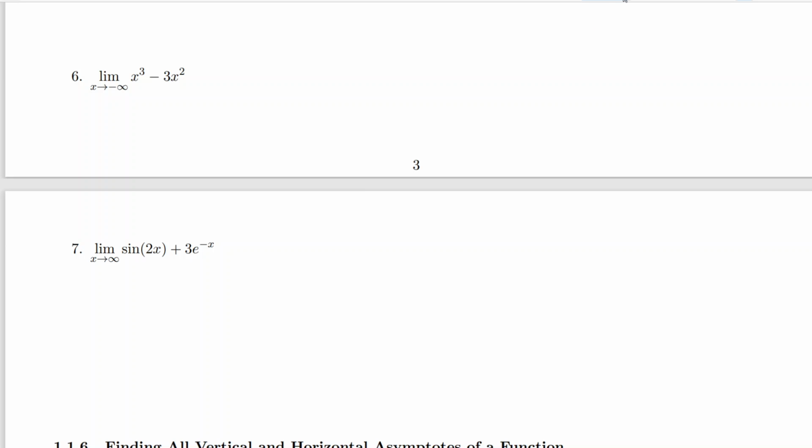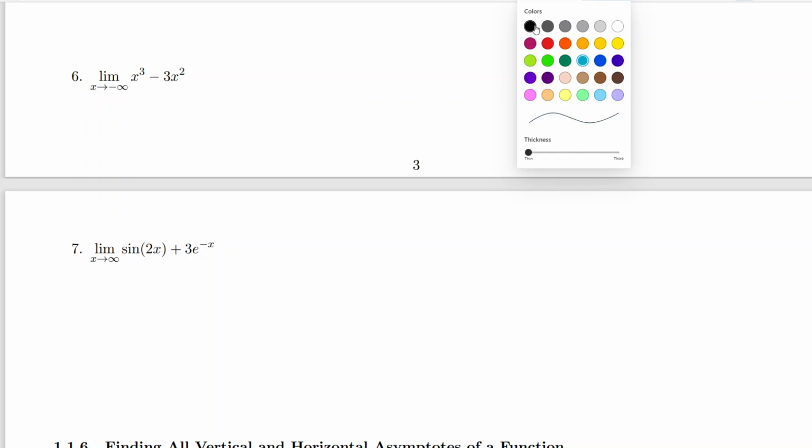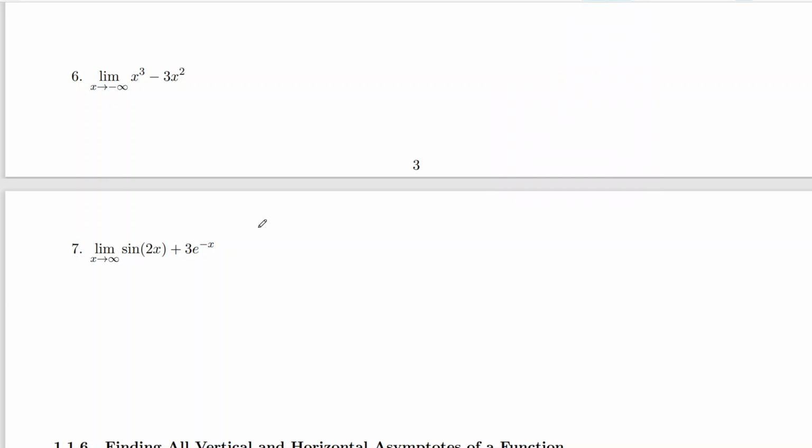Welcome back, everyone. In this video, I will be finishing up the limits at infinity section. Where we left off was at number 6. We want to do the limit as x goes to negative infinity of x cubed minus 3x squared.